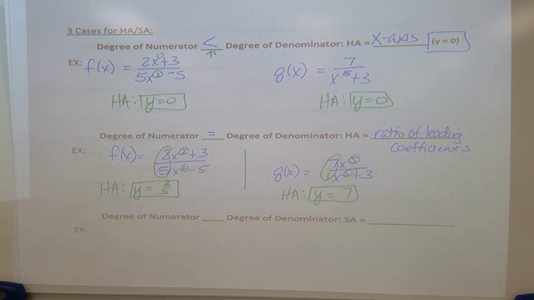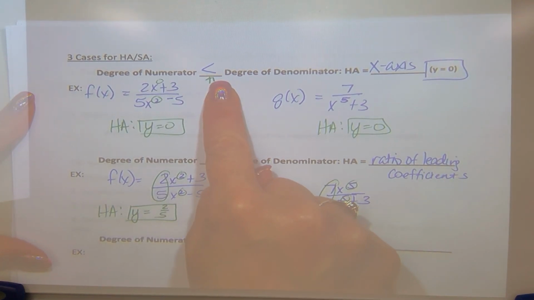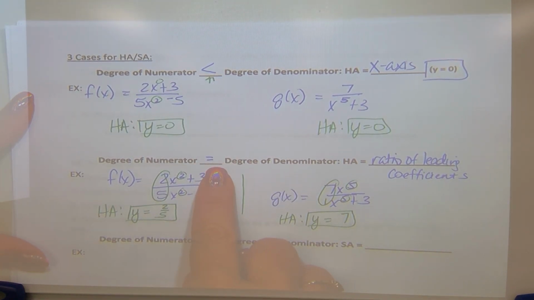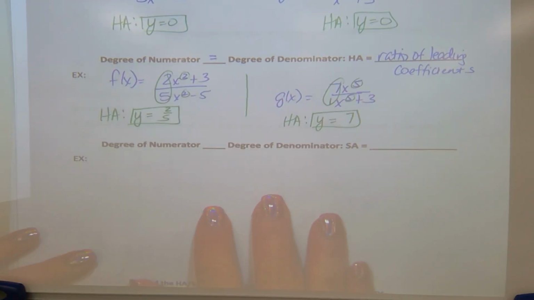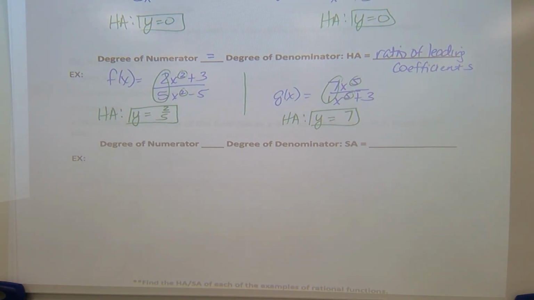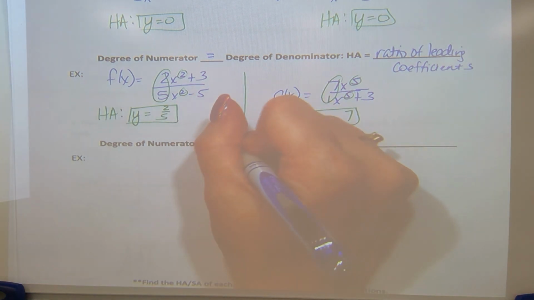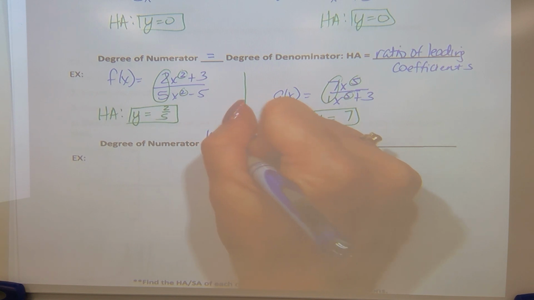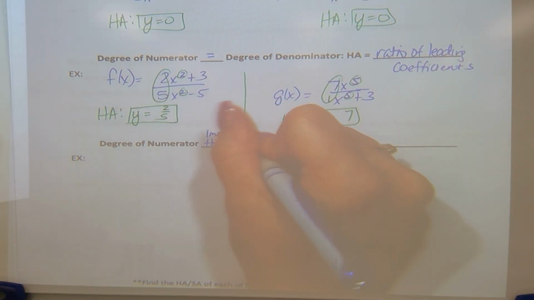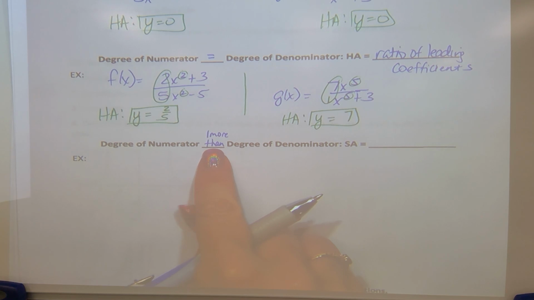The third case: if the degree of the numerator is not less than or equal to the degree of the denominator, it must be greater than the degree of the denominator. Now we are going to limit how much bigger. Remember I said that you can have different types of asymptotes. Well, we're going to say the degree of the numerator is 1 more than the degree of the denominator. It's greater than, but it's just greater than by 1. If it were greater than by 2, we'd have a parabolic asymptote, etc. We're not going to go there.